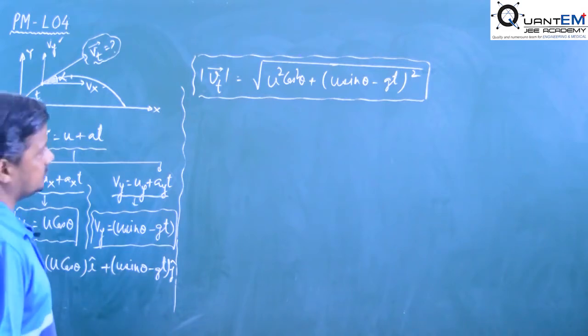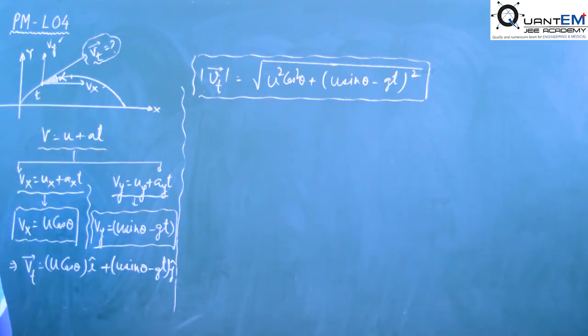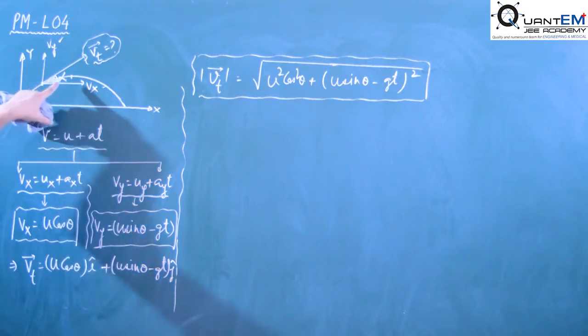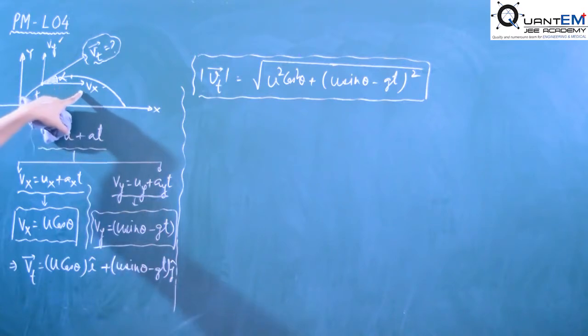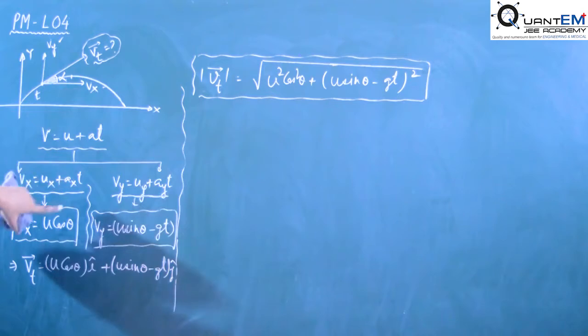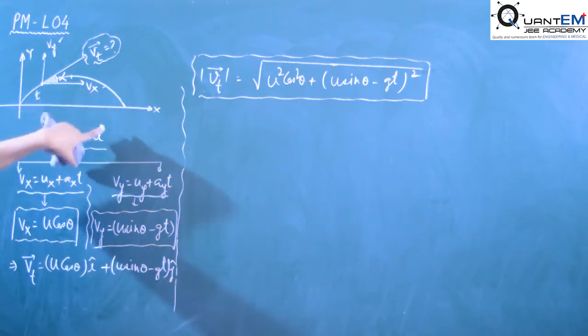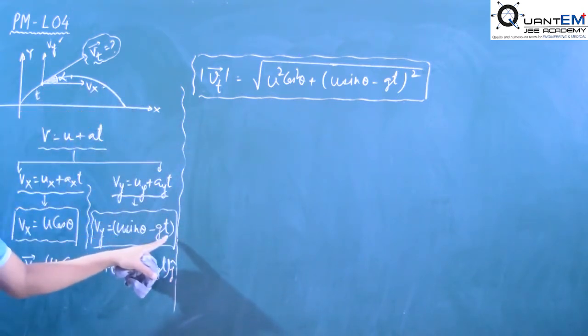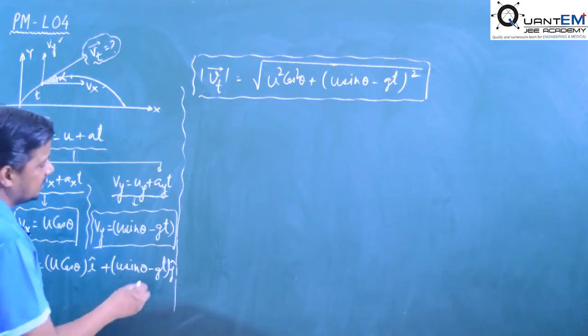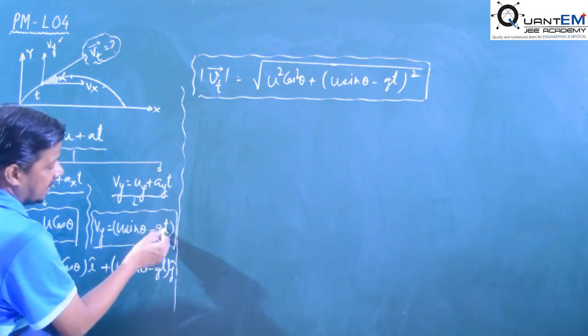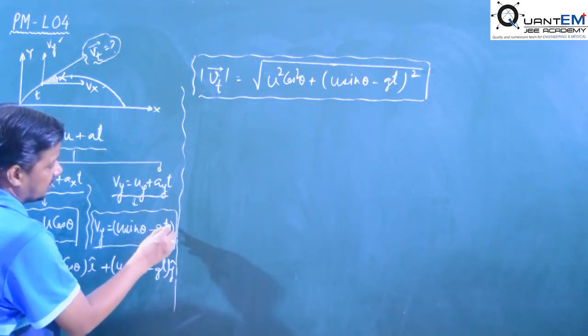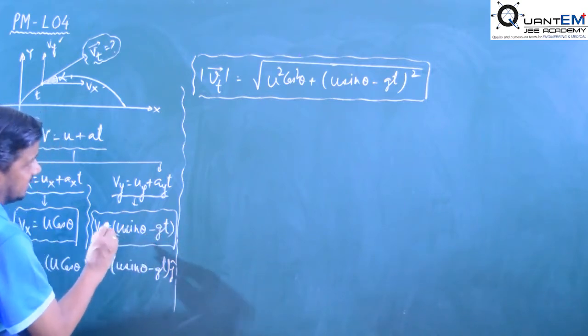And when this t, small t, is less than T by 2, that is the time required to acquire the maximum height, then Vx will be positive and Vy is also positive. But after T by 2 time, you will get Vx positive and Vy negative, just putting the value of t, because t is what we have after T by 2. So after T by 2, you will get the negative value.